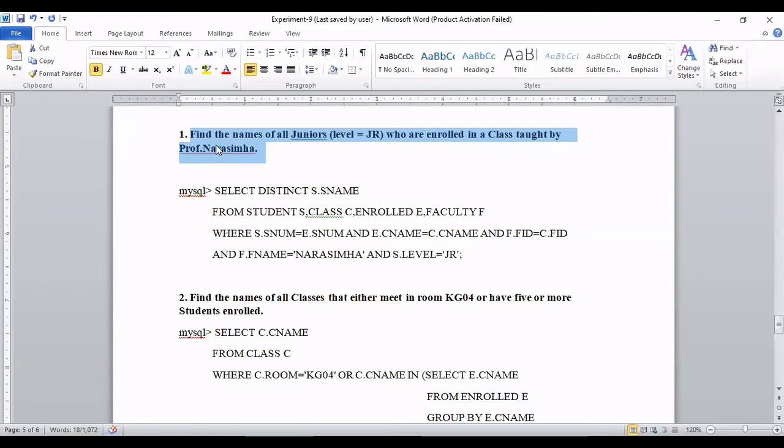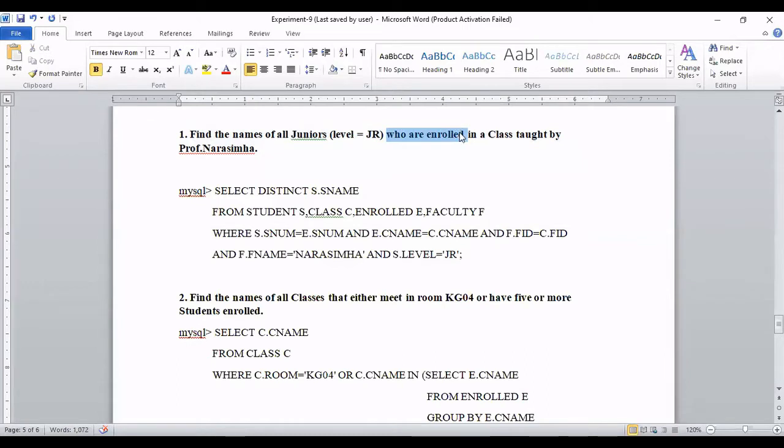Now here, find the names of all juniors. First tell how many tables we need here. Since it is asking for all juniors, and juniors are nothing but students, we need a student table here. It is asking for the name of the student from the student table. Then the first condition is: level is junior. This level I can find from the student table. So up to this part, we need the student table.